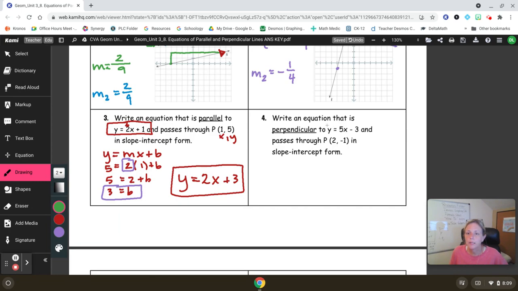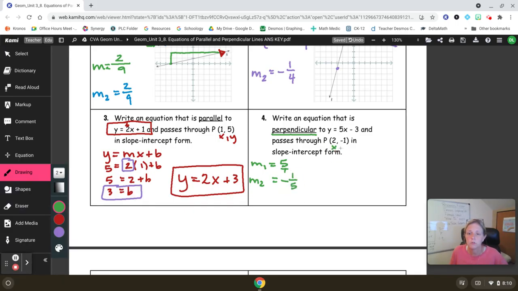Okay, next one, write an equation that is perpendicular to y equals 5x minus 3 and passes through point P. So now we have a slope. Our given slope is 5, because that's the number in front of x. And the slope that we want to use has to be perpendicular. So remember, 5 is the same as 5 over 1. So this is a positive slope, so perpendicular would be negative, and then flip your fraction over. And then we'll do the same thing.